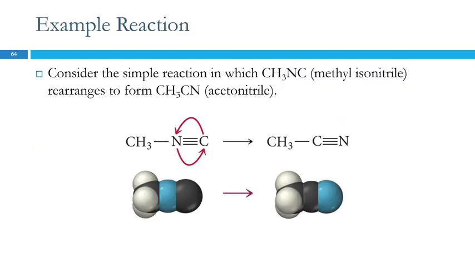So let's look at this reaction where we have methyl isonitrile rearranging to form acetonitrile. So this is kind of a weird reaction because the chemical formulas are really the same. It's just that a connection has changed. So the nitrogen and the carbon swap places when this happens. So we go from this molecule to that molecule.